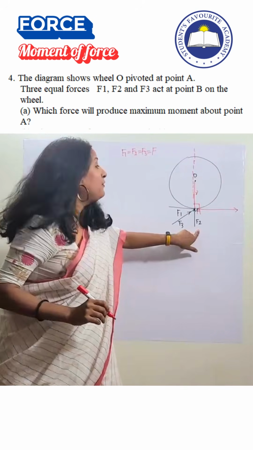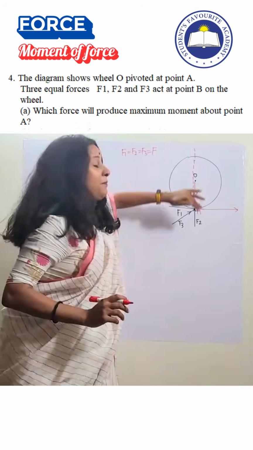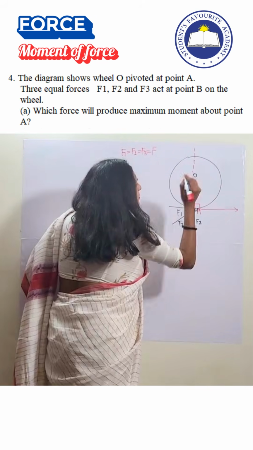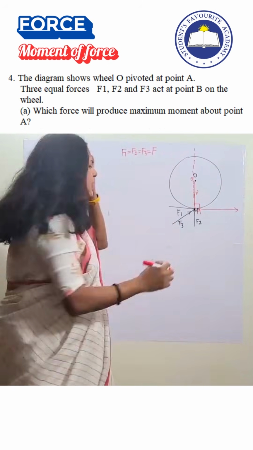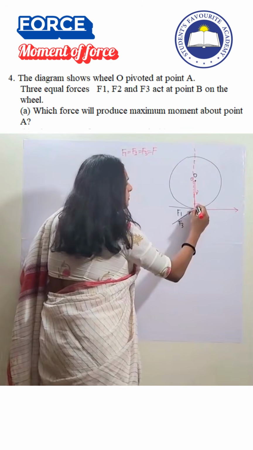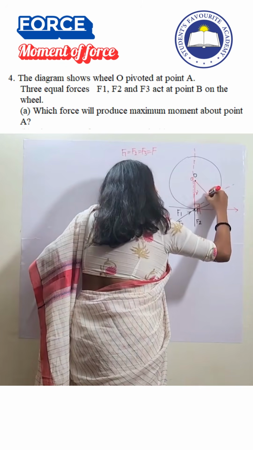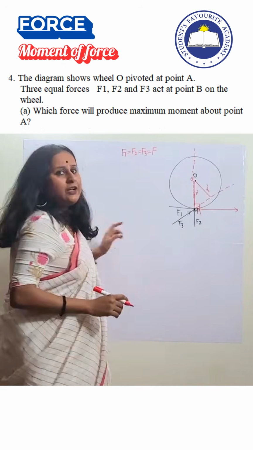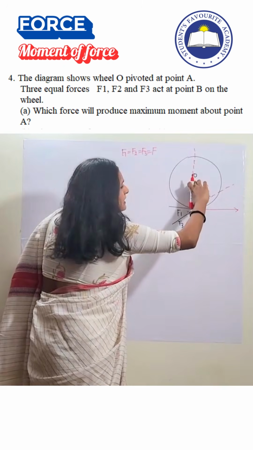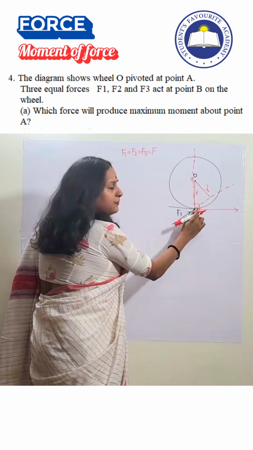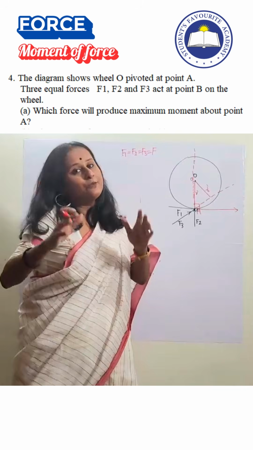Let us look at force F2. The line of action of F2 is collinear. It passes over your pivot. So the shortest distance from the fulcrum is 0 in case of F2. And what about F3? This is the line of action of F3 and this is the distance. Let's call it R dash. We know R dash is lesser than R because R is the longest length possible, which is touching the circumference. R dash is not touching the circumference, hence it is always smaller than R.